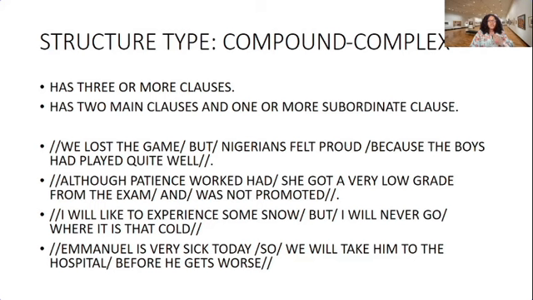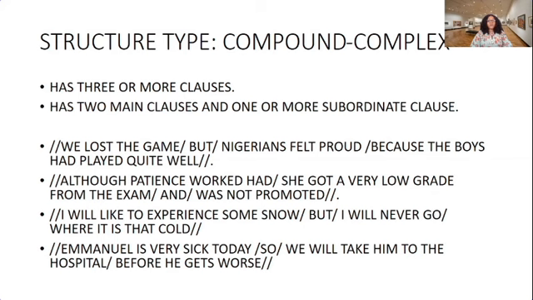All right. If you are looking at your screen, you will observe that we have three clauses there. "We lost the game" is a main clause. "Nigerians felt proud" is another main clause. "Because the boys had played quite well" is a subordinate clause. So two main clauses and a subordinate clause give us a compound complex sentence. And the same goes for the other examples on your screen.